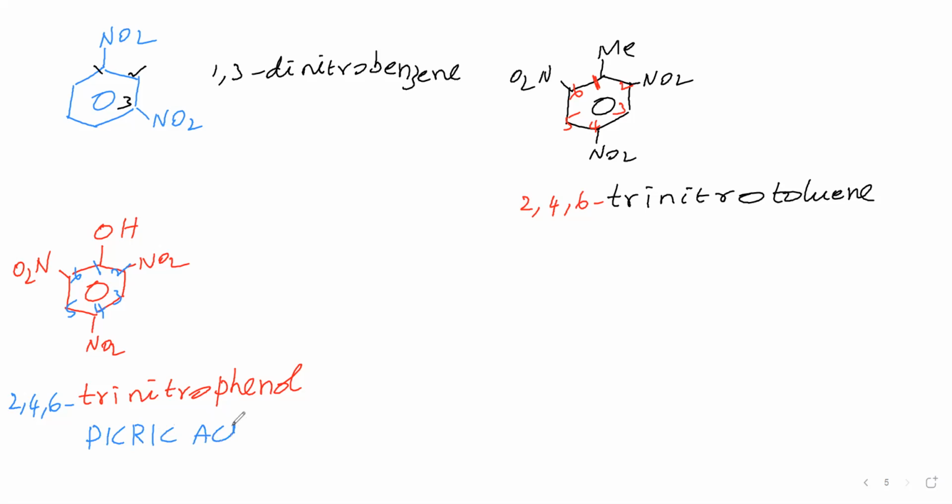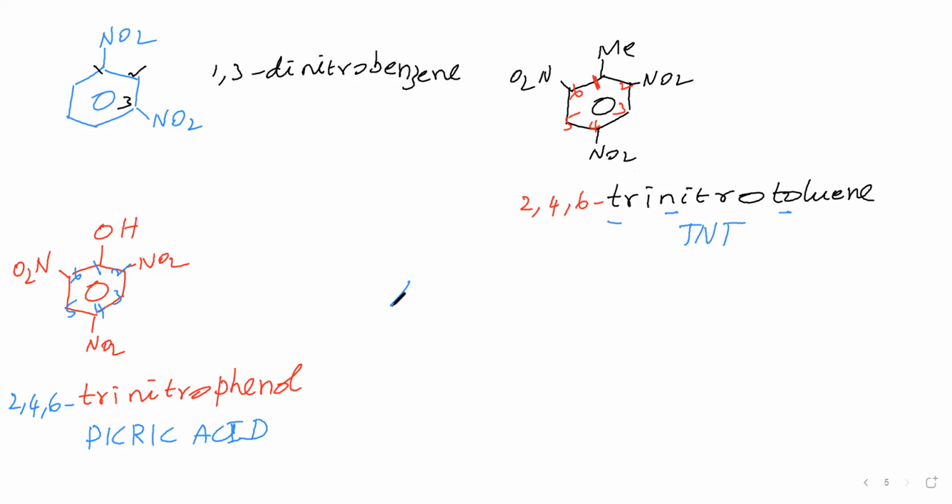Picric acid. For this compound, 2,4,6-trinitrotoluene, the short form is trinitro T, nitro N, toluene T: TNT. The short form is TNT.